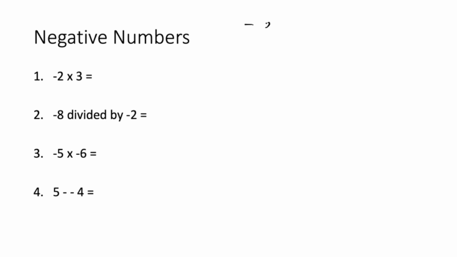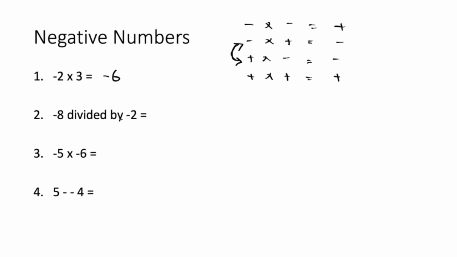So minus times a minus equals a plus. Minus times a plus equals a minus. Plus times a minus, which is the same thing as above, equals a minus. Plus times a plus equals a plus. Now with this in mind, minus 2 times 3 equals minus 6, since minus times a plus is a minus.